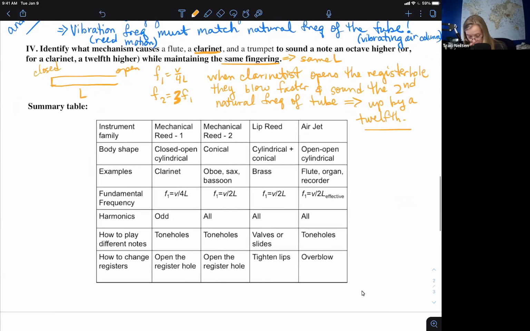Okay. So this summary table, hopefully as we're going through these different categories, it will be helpful for you to keep referring to this, to know what's going on. But remember, for the clarinet, which is this mechanical reed number 1, when you open the register hole, the note goes up by a 12th. But for these other cases, the more cone-shaped tubes where you have all the harmonics because of that cone shape, when you open the register hole, it goes up by an octave, so a factor of 2.